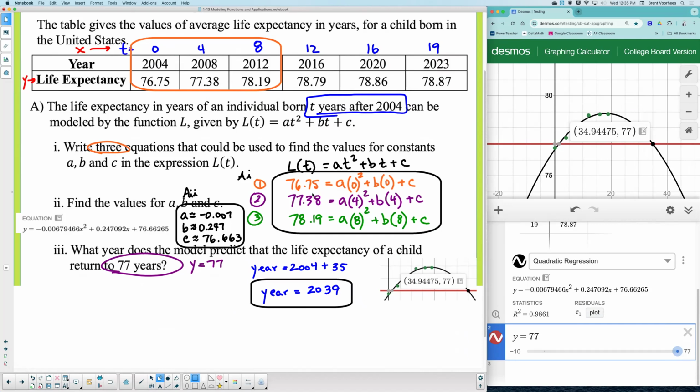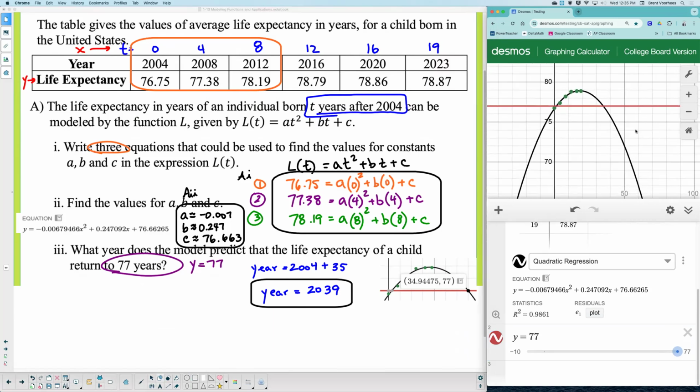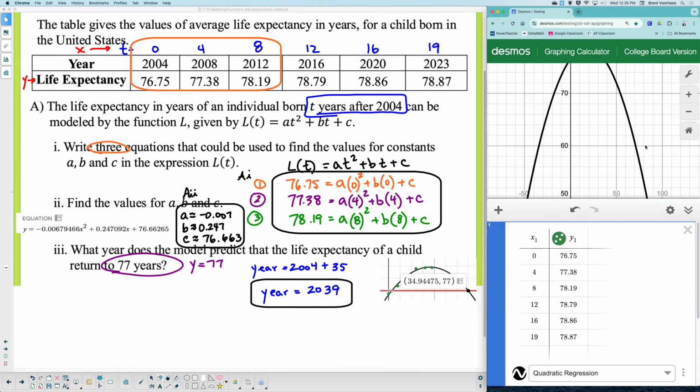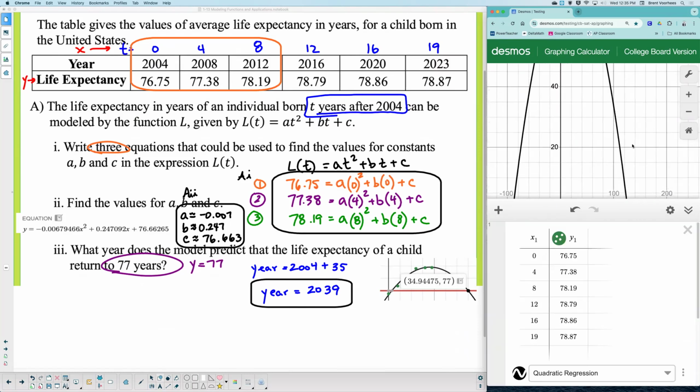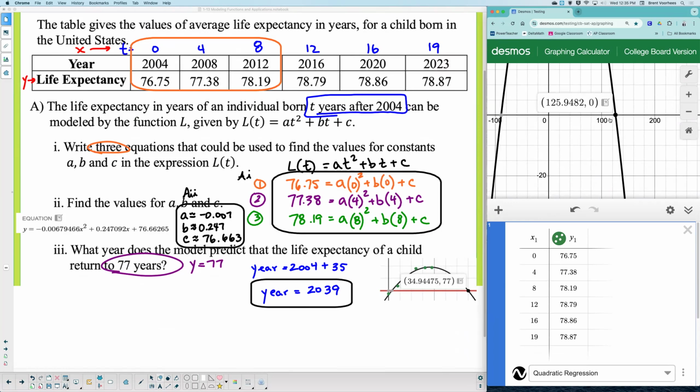Now, does that mean that's actually going to be true? No. If you think about it, if you projected this out way out to some point in time, people born 125 years after 2004 would have a life expectancy of 0. Would that make sense? No. So at some point in time, this model is no longer any good, but that's how it works.